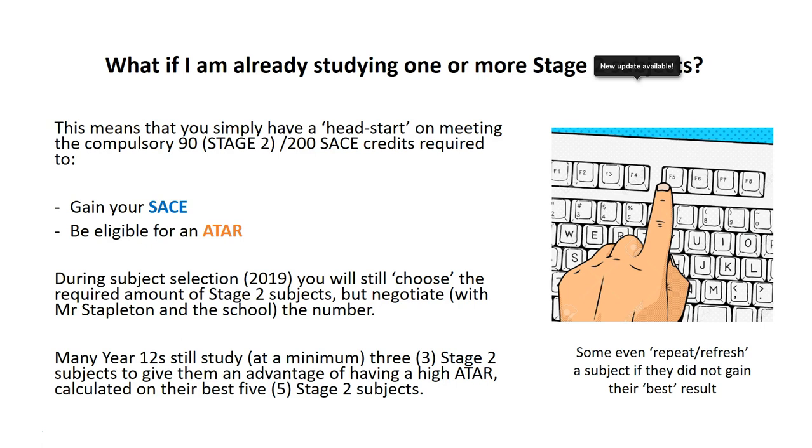Many Year 12s who are completing Year 12 this year actually still study 3 minimum Stage 2 subjects even though they completed 2 or more last year. This is to help them have the advantage of having a high ATAR calculated on their best 5 subjects for Stage 2. For instance, some students actually repeated Stage 2 biology because they received a B, but this year they're hoping for an A. This is to help them achieve their best result overall.